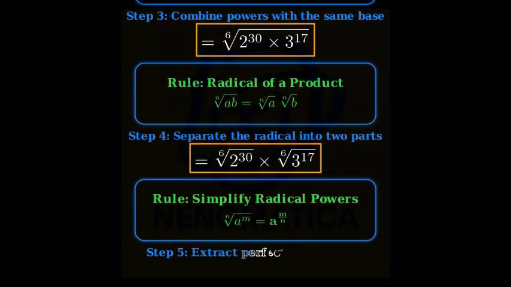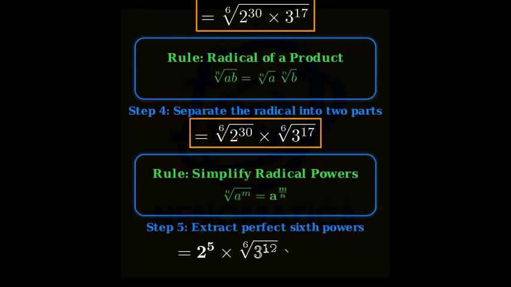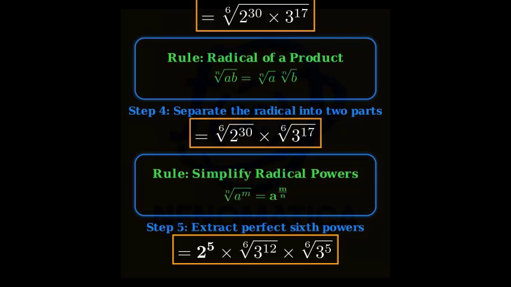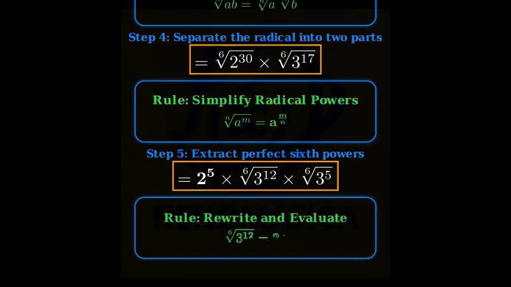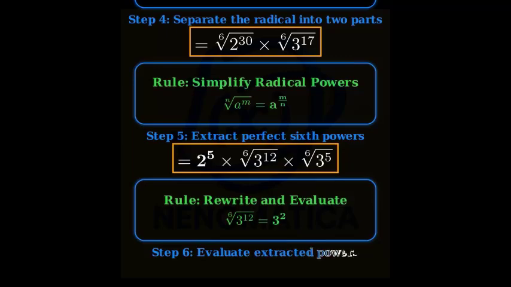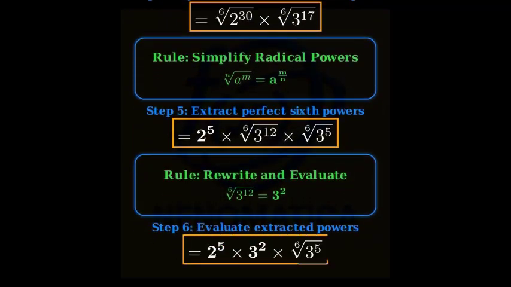Step 5. Extract perfect 6th powers. 30 divided by 6 gives 5. For the 3 term, take 12 out and leave 5. Now the 6th root of 3 to the 12 is 3 squared. Keep the 6th root of 3 to the 5.